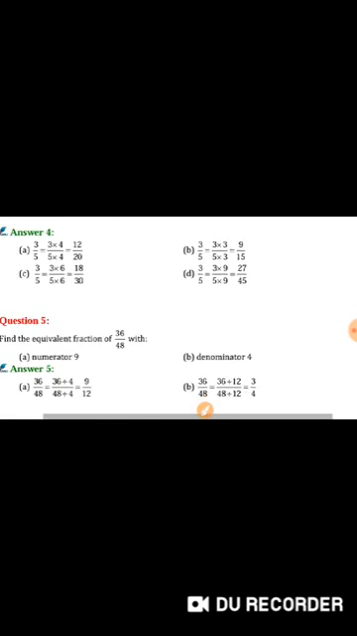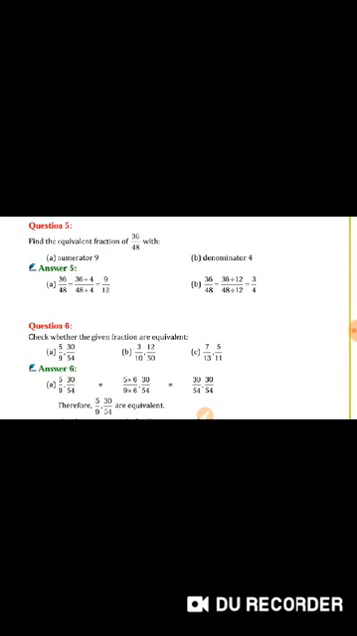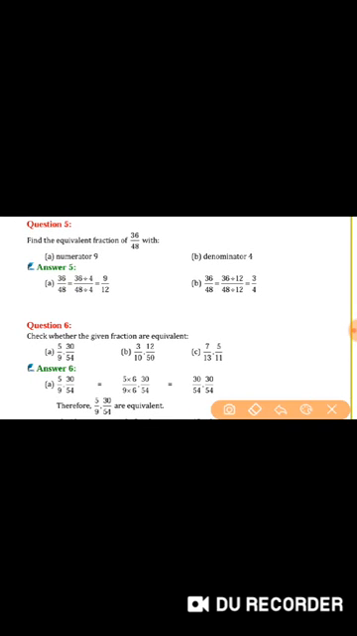So the answer is 15. 9 by 15. In the same way you can do it. Next one, 5th question. Find the equivalent fractions of 36 by 48 with numerator 9. See, it is the same, but here we have to choose division.